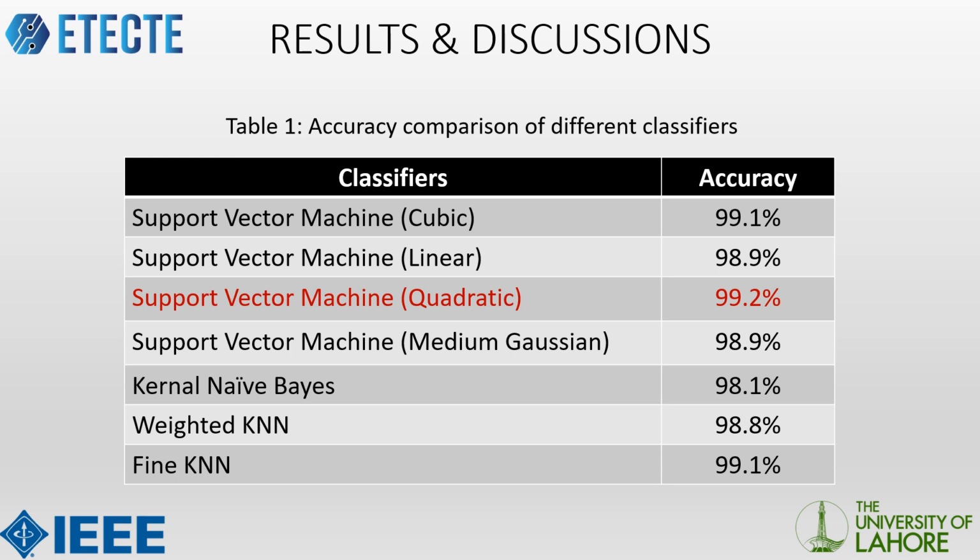Now we have walked through the proposed methodology. Let's move on to the results and discussion parts. Here is table 1, which shows the accuracy comparison between different classifiers. As we can see, support vector machine cubic achieved 99.1% accuracy, support vector machine linear achieved 98.9% accuracy, and support vector machine quadratic achieved 99.2% accuracy, and other classifiers have been listed below.